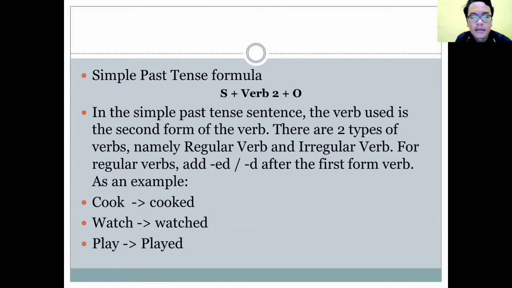Simple past tense formula: subject plus verb 2 plus object. In the simple past tense sentence, the verb used is the second form of the verb. There are two types of verbs, namely regular verbs and irregular verbs. For regular verbs, add ed or d after the first form verb. As an example, cook becomes cooked, watch becomes watched, play becomes played.